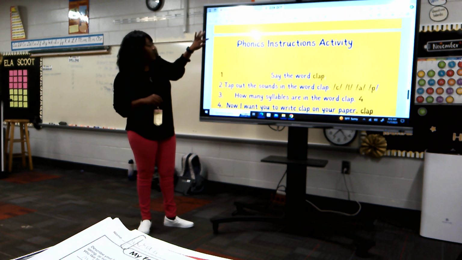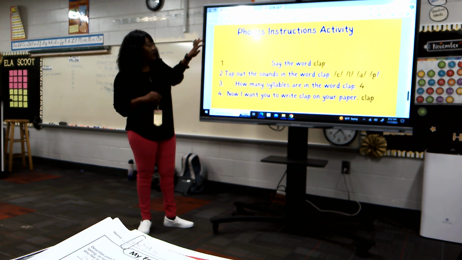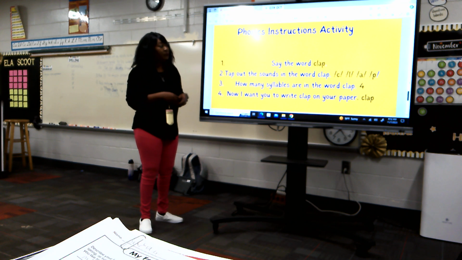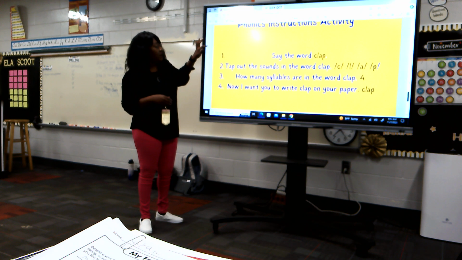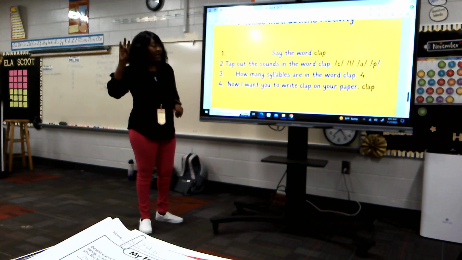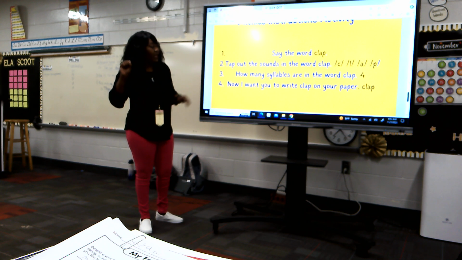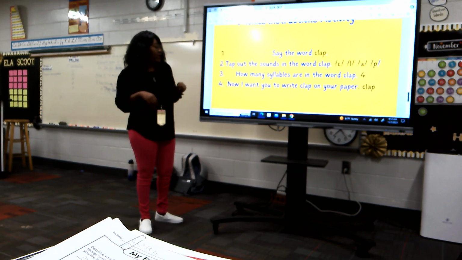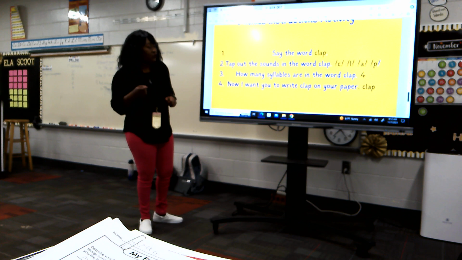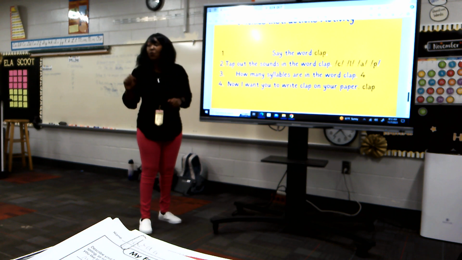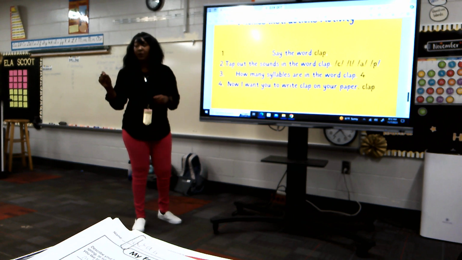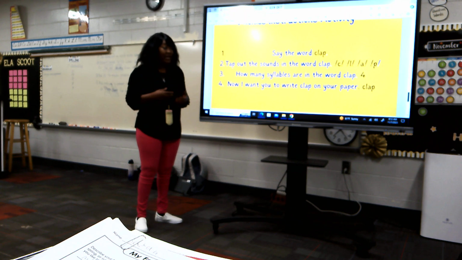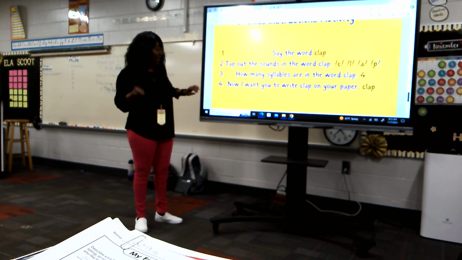This is an activity that you could do with your kids. We're going to use the word clap. You would say the word clap, then you would tap the sounds in the word, and you would ask them how many syllables are in the word. They would tell you. And then you would say, now I want you to write clap on your paper. And they would write the word clap on their paper. This activity is very systematic and explicit, meaning you would have to do this on a daily basis.